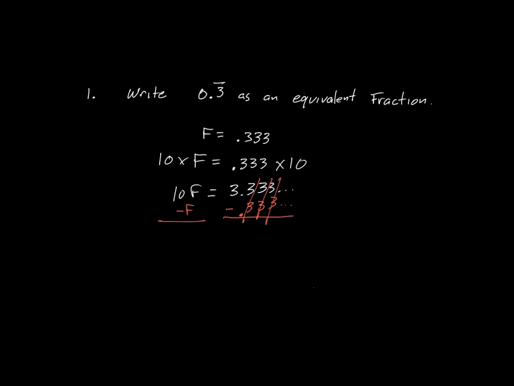Some of the numbers cancel out, and you're left with 9f equals 3. We divide both sides by 9, and you get f equals 3 over 9, which is equal to 1 over 3.